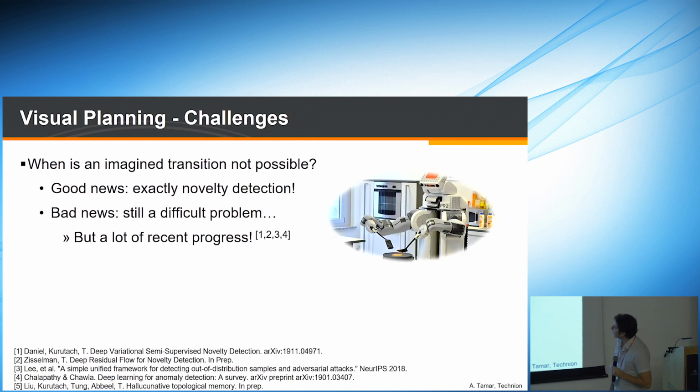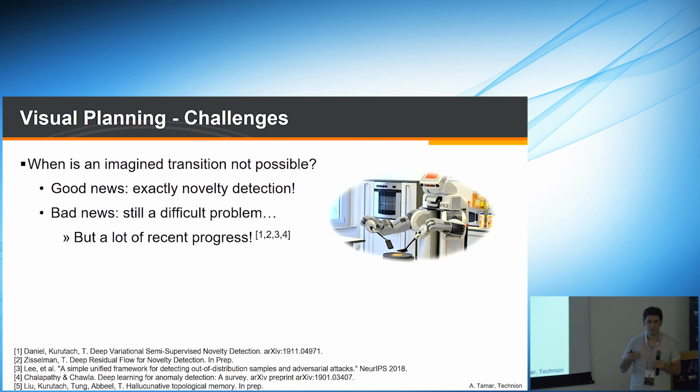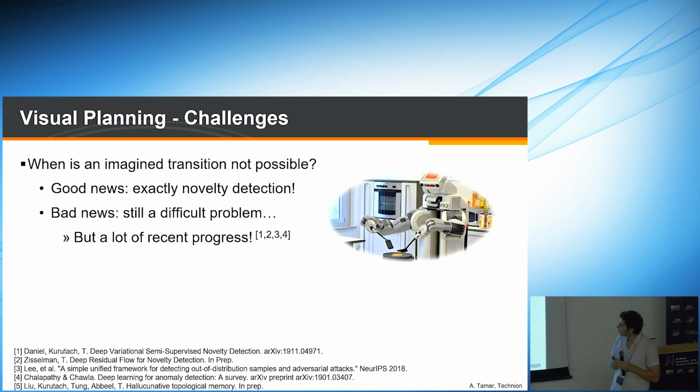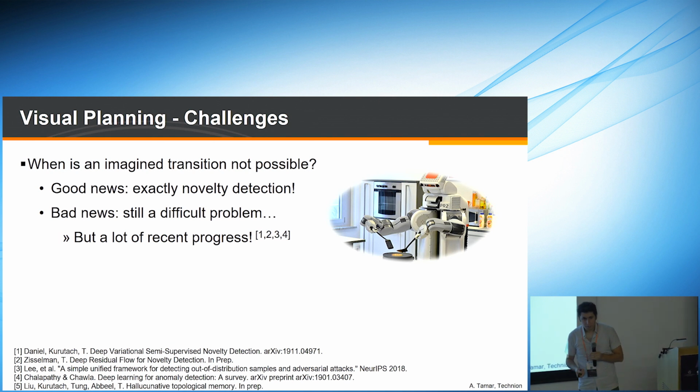All right. So there are still some more challenges. The main challenge that we faced is, after we imagine a plan, figuring out which image transitions are actually not possible. When you have a model, the model will sometimes be wrong, and we want to find that out. The good news is that this is exactly a novelty detection problem. We have some data of pairs of images that are correct. We generate some pairs of images from our model and want to see which of them make sense and which of them don't. The bad news is that novelty detection in images is still quite a difficult problem.